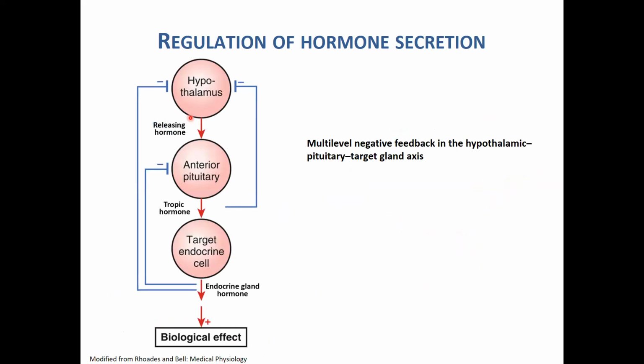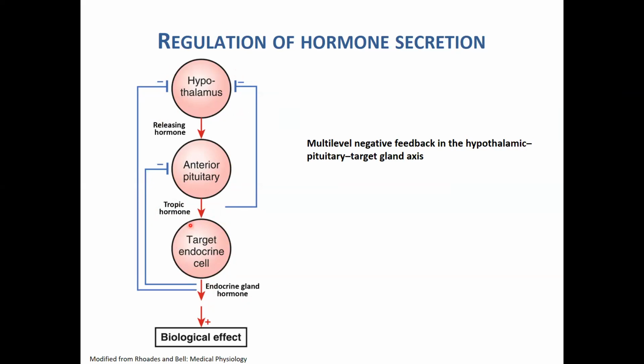On this cartoon, we're showing the multi-level feedback mechanism between the hypothalamus, the anterior pituitary, and the target endocrine cell. The hypothalamus is going to produce and secrete a releasing hormone. It's going to act on the anterior pituitary cells, and that hormone is going to stimulate the release of a tropic hormone. That tropic hormone is going to release into circulation and bind to a target endocrine cell, and produce a biological response.